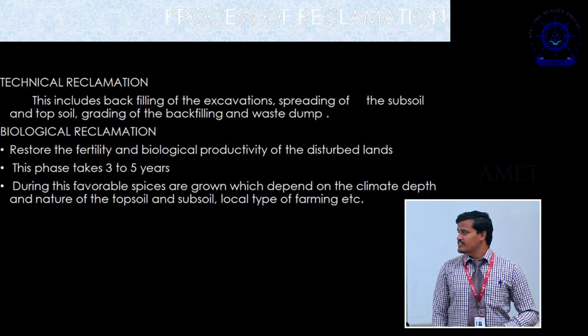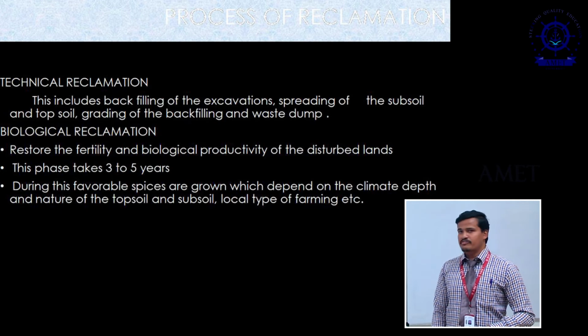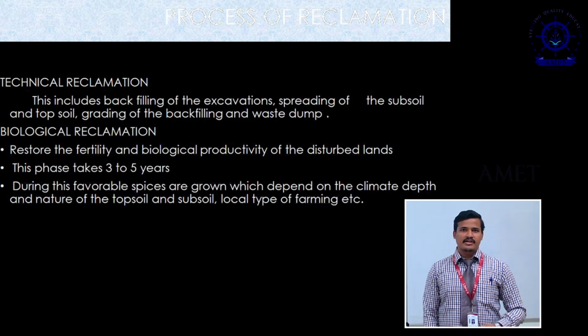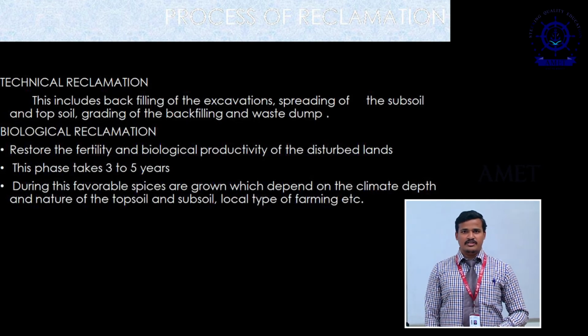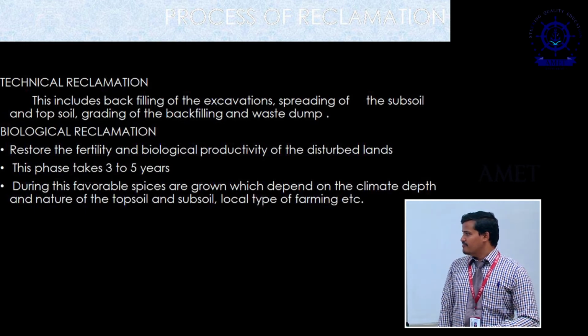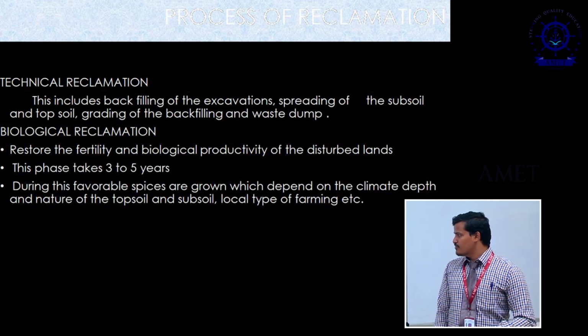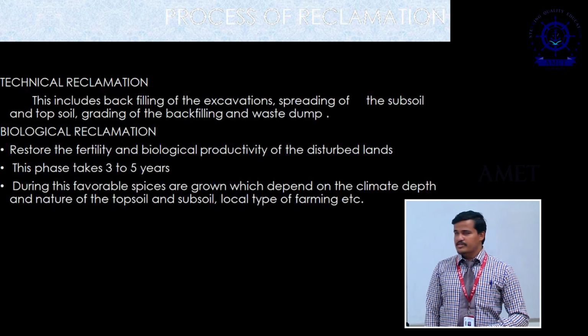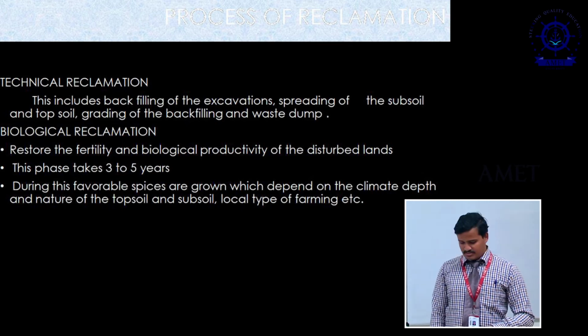On the other hand, biological reclamation involves restoring the fertility and biological productivity of the disturbed land. This phase takes around 3 to 5 years, because they are not only trying to bring the land back to its original stage, but also to increase the fertility of the disturbed land. They try to plant some trees and make it look pretty good. Finally, species are grown which depend on the climate, depth and nature of the topsoil, subsoil, and local type of farm. Based on all these factors, biological reclamation is done.